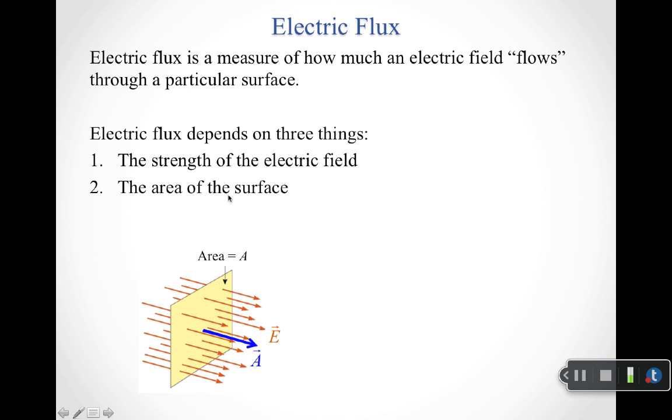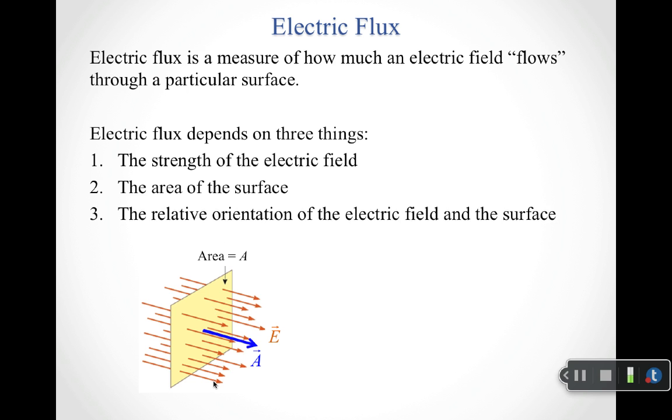Second is the area of the surface. In the same way we talked about with the window, a very small surface doesn't have the opportunity to catch a lot of electric field lines. A very large surface is obviously going to be pierced by more electric field lines. And then third is the relative orientation of the electric field and the surface. You'll notice here that my surface is basically perpendicular to the electric field lines, which is going to maximize the ability of the electric field lines to pierce the surface. So the electric flux, just the same way as the air flux, depends on basically the same three things: the strength of the electric field, the area of the surface the electric field is piercing, and the relative orientation between those things.